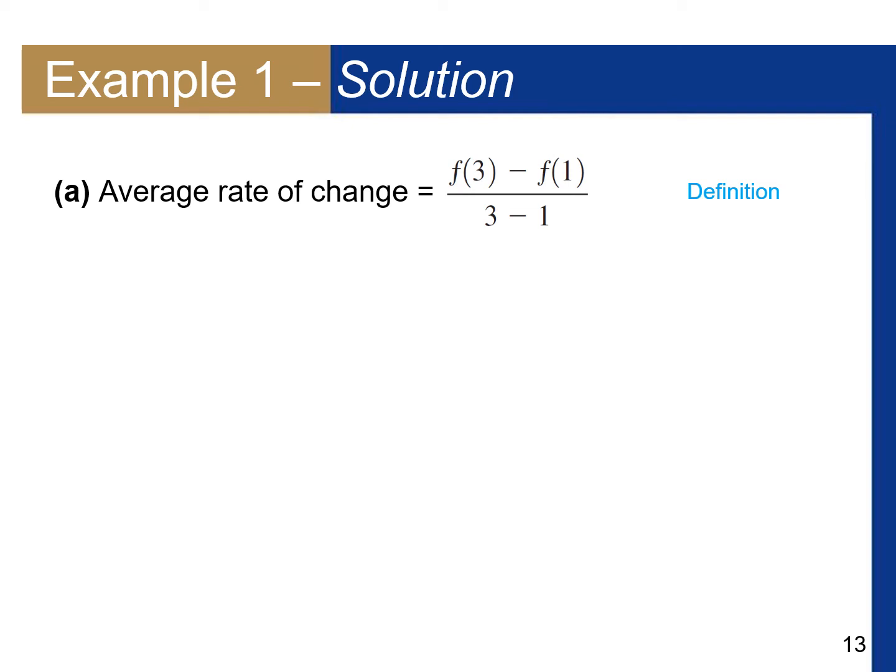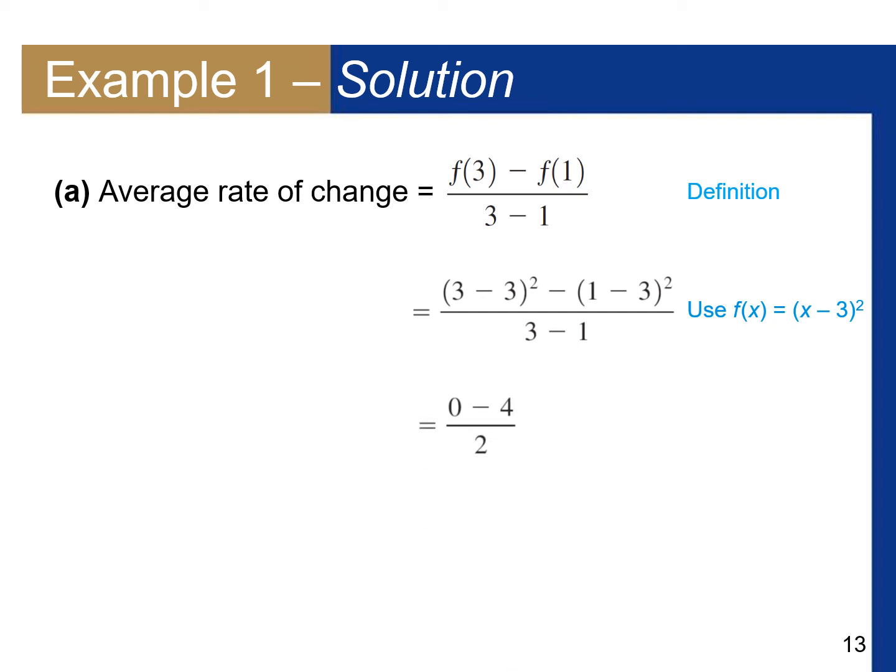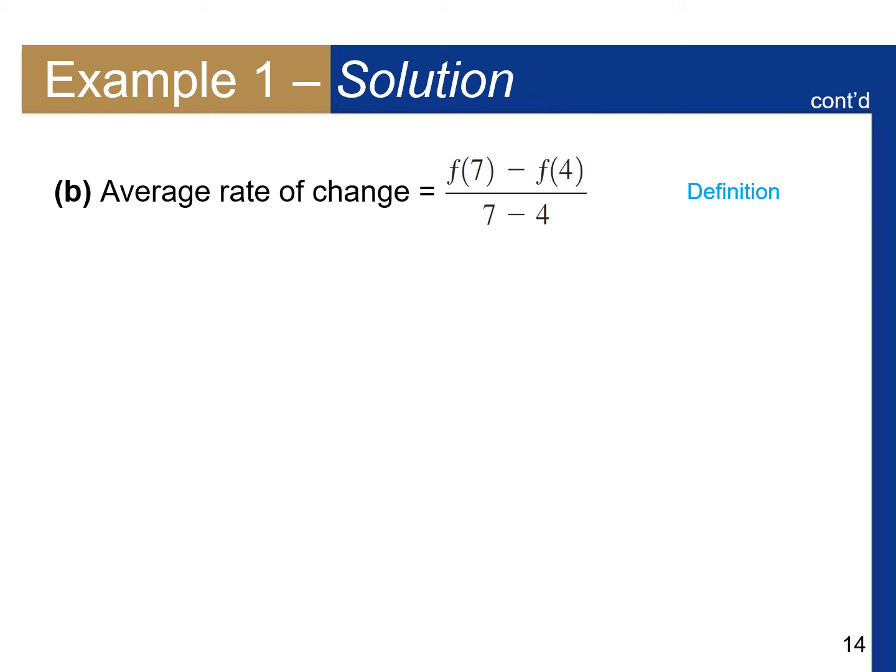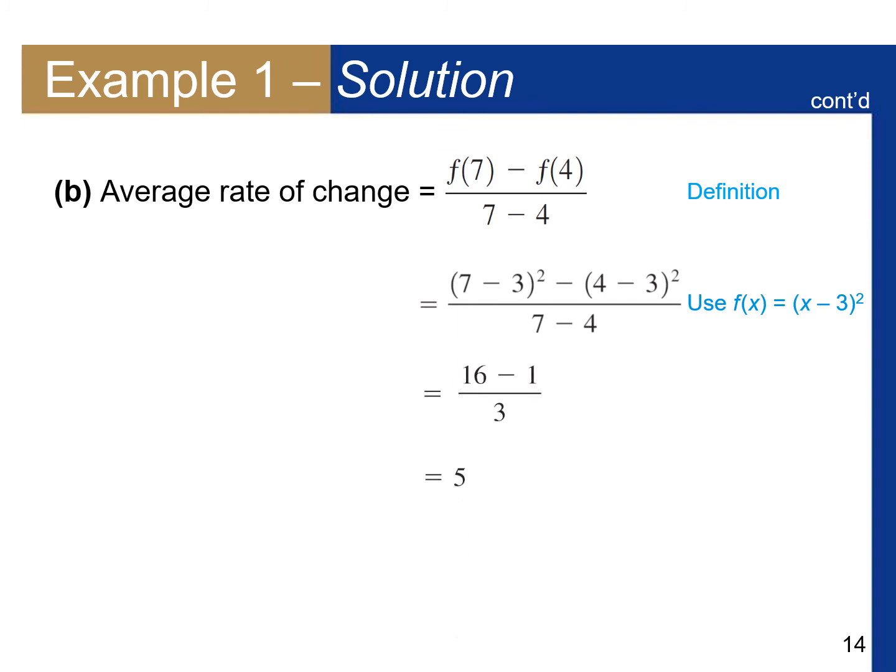I'll take my value at 3, subtract my value at 1. When I do that and I plug in the points, I get 0 minus 4 over 2, and notice I get a negative value, and that's because those first 2 points, as I read it from left to right, I'm going down. So since I'm going down, my slope will be negative. The second 2 points from left to right, I'm going to be going up. So I would guess that when I do this, I will get a positive value, and I do.